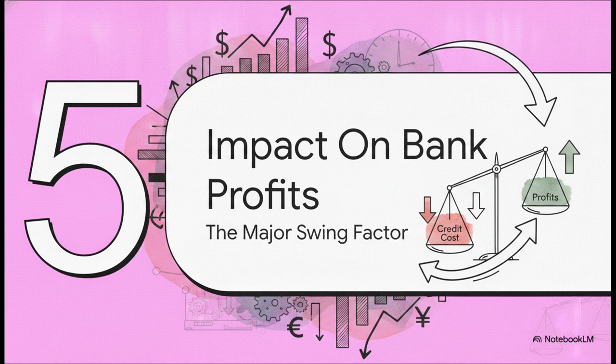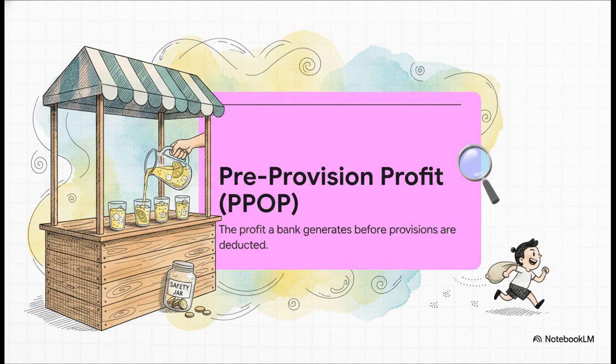And that leads us right into Section 5, Impact on Bank Profits, and why this is the major swing factor. To really see the impact, you need to meet PPOP, Pre-Provision Operating Profit. Think of this as the honest, hard-working earning engine of the bank. It's the profit generated entirely from that core lemonade spread business, calculated before we ever touch the safety jar or account for any bunnies running away.